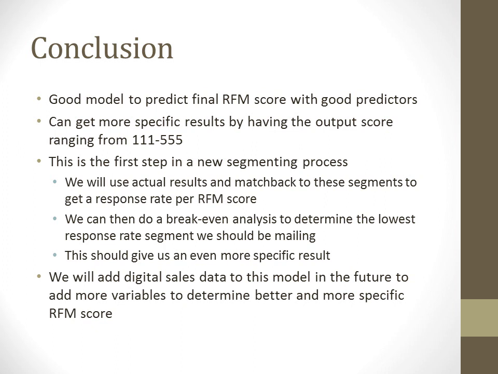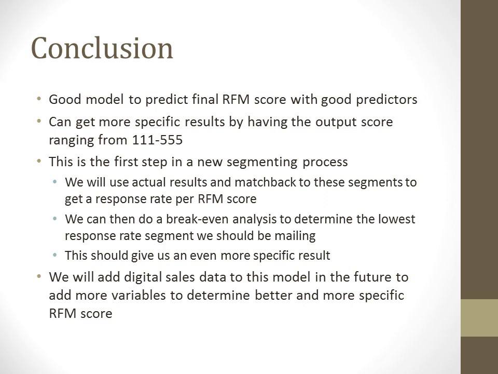So this is really a first step in our new segmenting process. We will be able to use this now while we develop using what we call matchback results. So we'll take actual results from future sales on a catalog during a time frame, match it back to these customer IDs used here to get an actual response rate. So we'll know, per RFM score, that 555 has a 12% response rate on this catalog, or a 3 to 4 has a 6%.